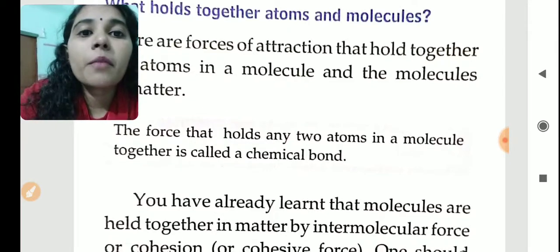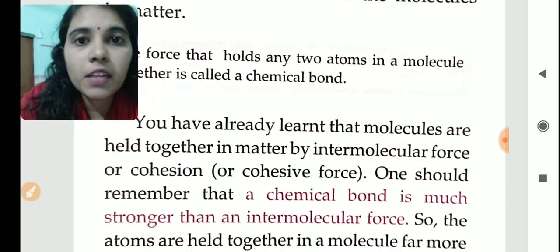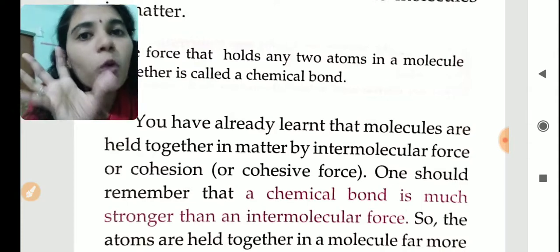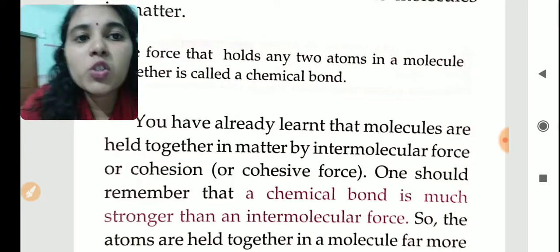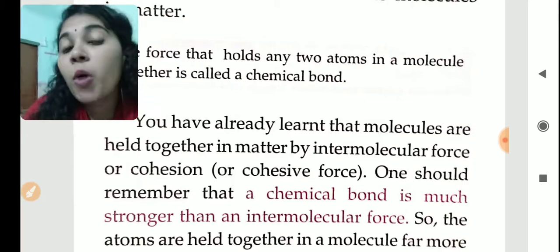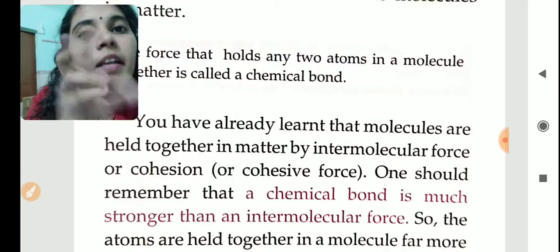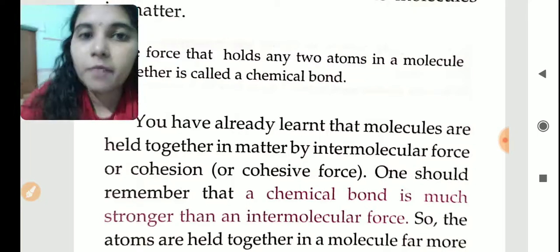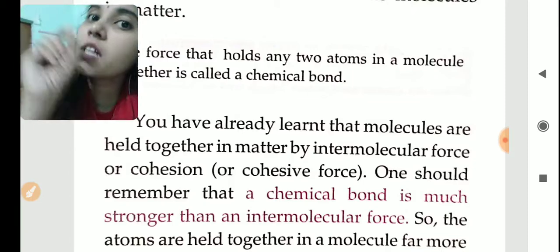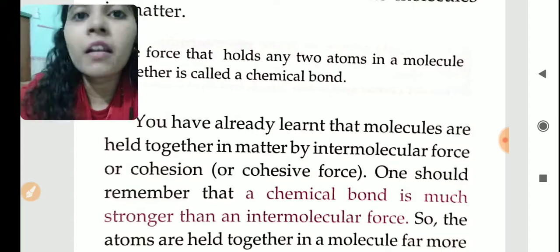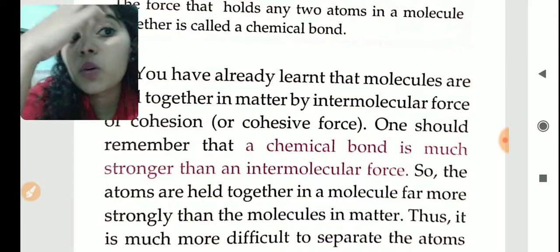You have already learned that molecules are held together in matter by intermolecular force of attraction or cohesion. One should remember that a chemical bond is much stronger than intermolecular force. A chemical bond is formed by a chemical reaction. Intermolecular force is simply present between molecules. When we heat, it will evaporate, or it will melt into liquid. So intermolecular force is weaker, but a chemical bond is stronger because it is formed by chemical reactions. So the atoms are held together in a molecule far more strongly than molecules in matter.